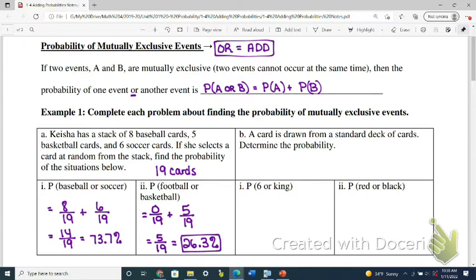On to B. A card is drawn at random from a standard deck of cards. Determine the probability of a 6 or a king. So can it be a 6 and a king at the same time? No. So the probability of getting a 6 is 4 out of 52, and a king is 4 out of 52. Remember, if you're not familiar with the deck of cards, either pull one out or look at the deck of cards sheet that I posted on the top of my website. So this gets me 8 out of 52, which is 15.4%.